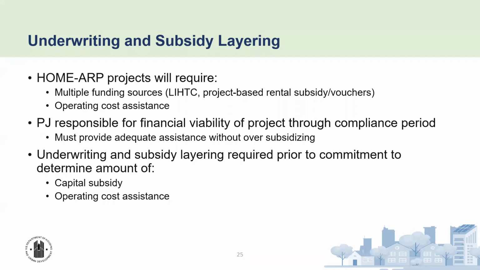Given the multiple funding sources and the complex nature of these projects, PJs are required to conduct an in-depth review of project assumptions, development sources and uses, and projected operating income and expenses to determine the project's need for HOME-ARP assistance, while also preventing the over-subsidization of the project. While the viability of the HOME-ARP units is obviously the PJ's primary concern, it also has to take a holistic approach to underwriting that examines the overall financial sustainability of the project to ensure that the property will be viable for the duration of the HOME-ARP compliance period. Next slide.